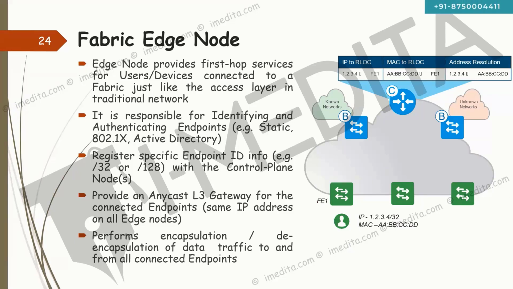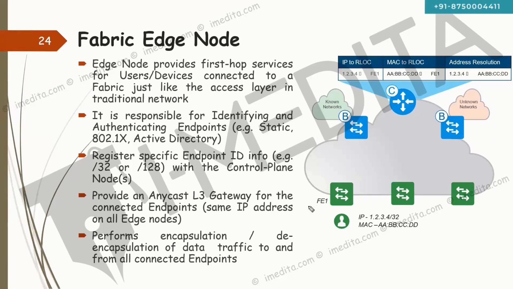So these 3 fabric edges, they could be in different locations. Will there not be any issues if they use the same default gateway? No. Think about it. The gateway IP is only relevant to the same location. Even from the traditional network point of view, the default gateway IP address is significant in the local broadcast domain only.